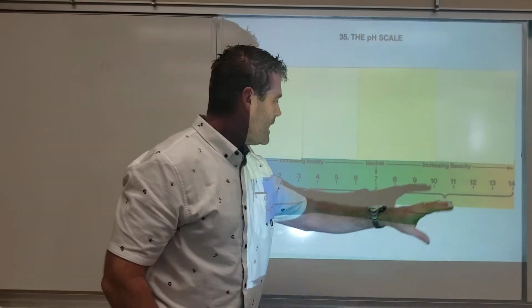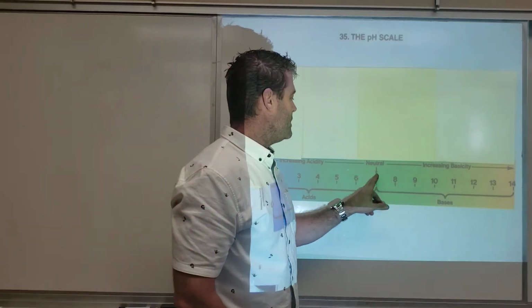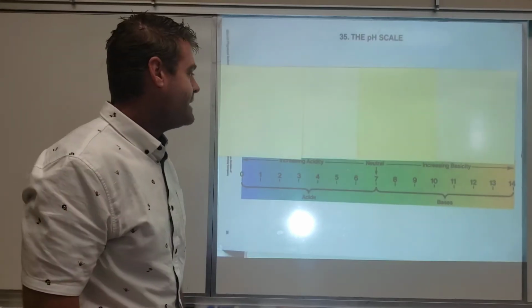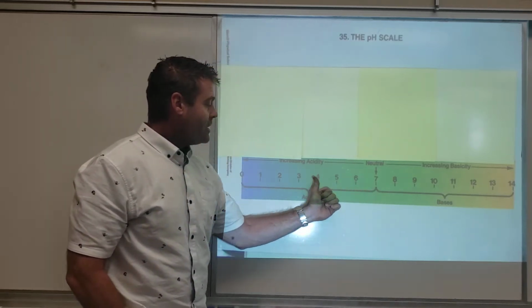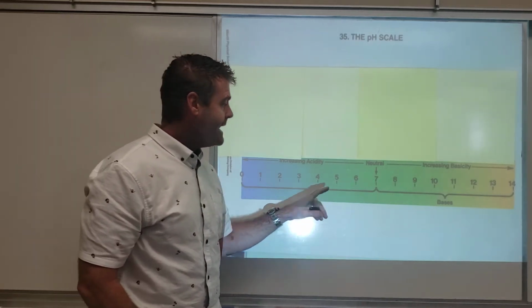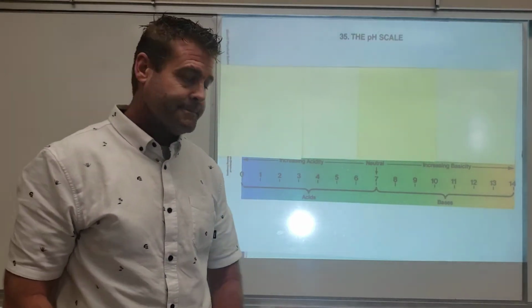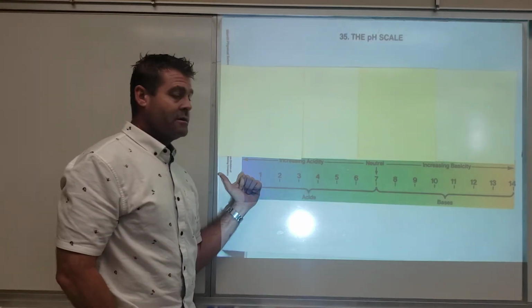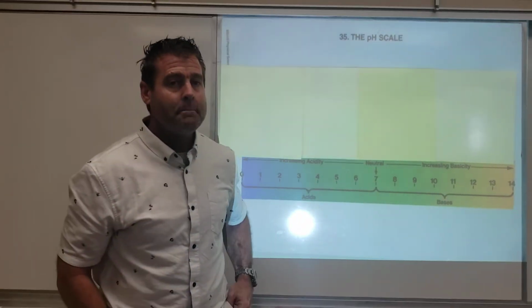So you guys want to copy this down. I don't know if you guys can see it, but you'll notice right here, smack dab in the center, neutral is a 7. If you had a solution that has a pH of 7, that would be neutral. And anything that has a pH lower than 7 is acidic. Okay, and anything that has a pH greater than 7 is what we'd say basic. So the lower the pH, the more acidic. The higher the pH, the more basic.